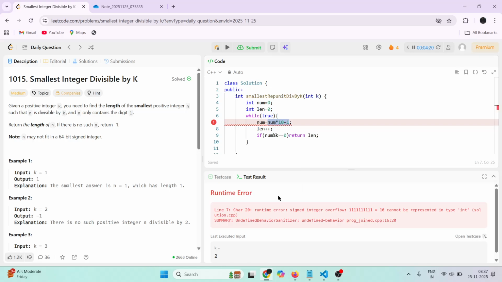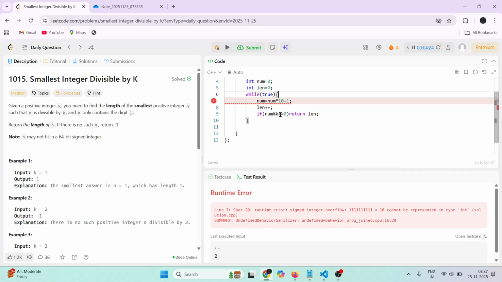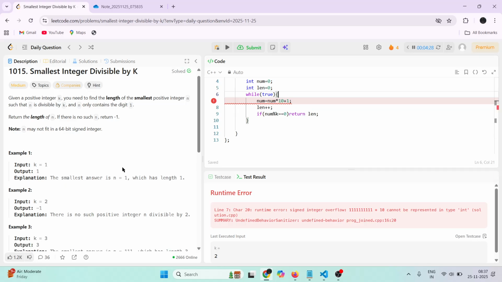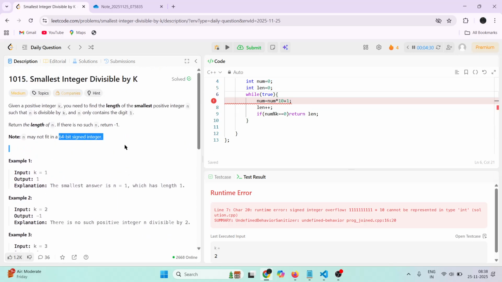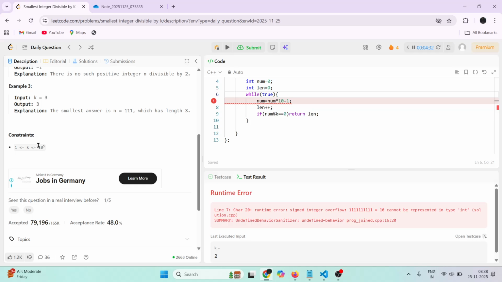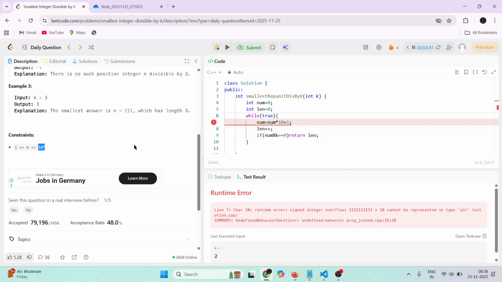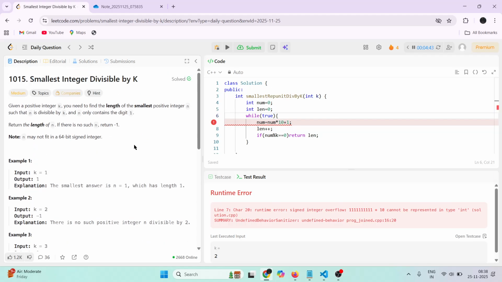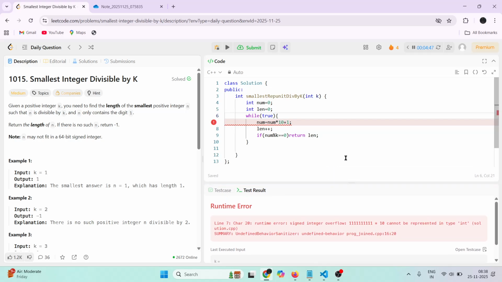Now, how can we do this? One thing I want to explain. They have said that k is up to 10 to the power 5. If we take long, I think we can go up to about 10 to the power 18 only, which means around 18 digits. So we have to think of something else, like mod. So how are we going to do that? We will see now.